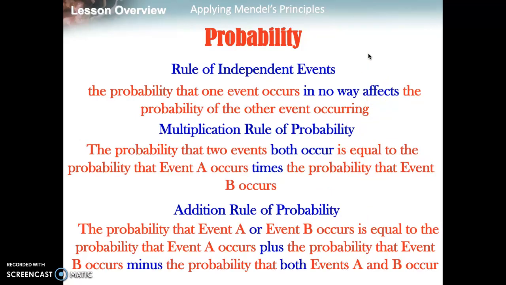So again, what are our three rules here? We have the rule of independent events: one event in no way affects the outcome of a second or following event. Multiplication rule: what are the chances that two things will occur simultaneously at the same time? And third, your addition rule: the probability event A or B occurs is equal to the probability of A plus B minus the probability that both events occur. So those are your three primary rules.